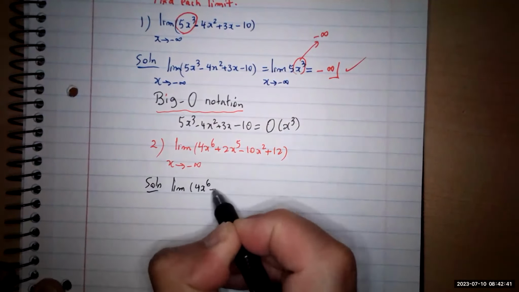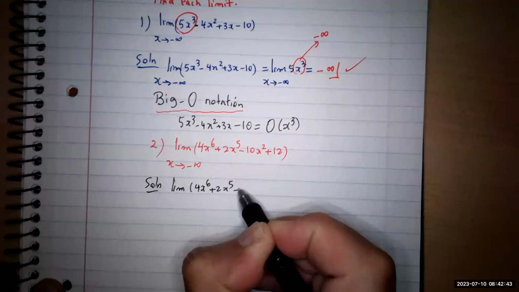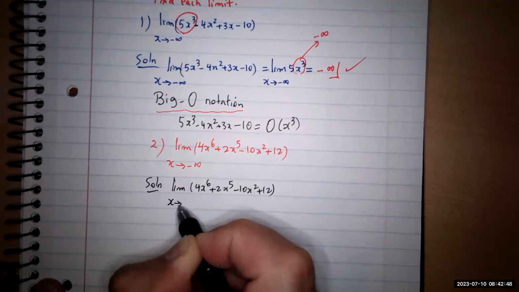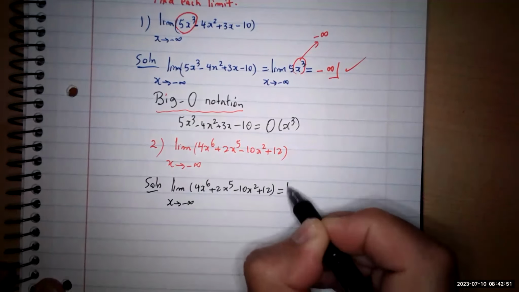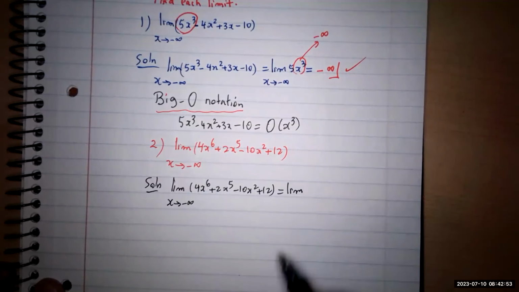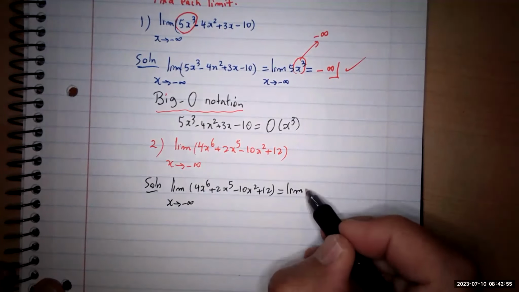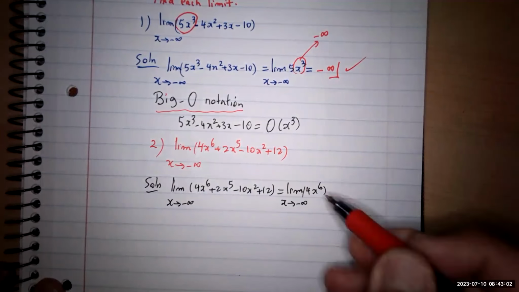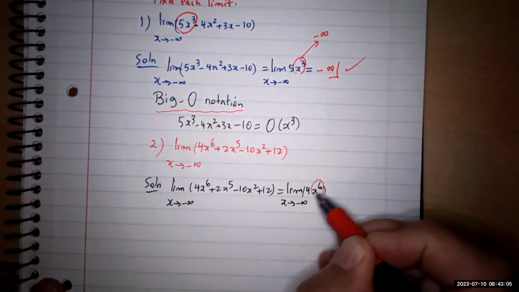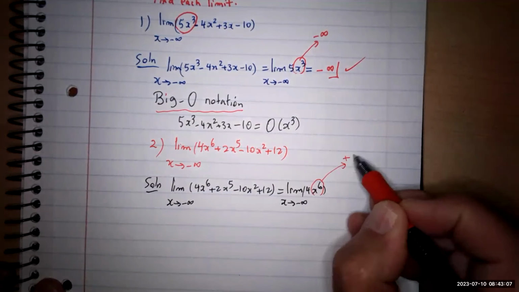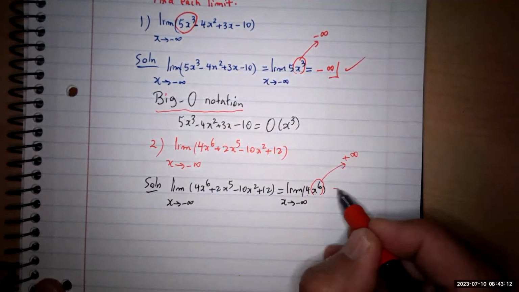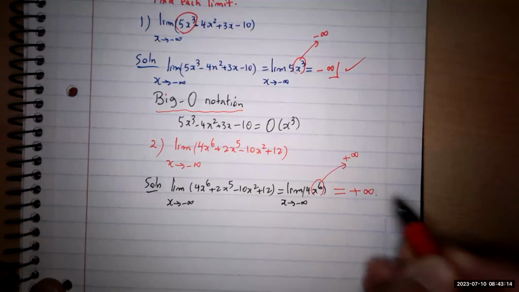4x to the 6, 2x to the 5th, minus 10x squared plus 12, when x goes to negative infinity. Remember, it's equal to the limit, not just the function. Limit of 4x to the 6. Okay, x goes to negative infinity. Again, x goes to negative infinity, x to the 6, negative to the 6 would be positive, so that gives positive infinity. And the 4 is a positive number. 4 positive would be positive. So that would be a positive infinity.